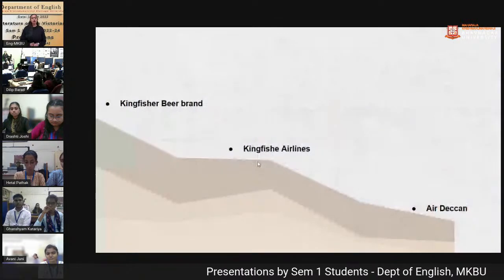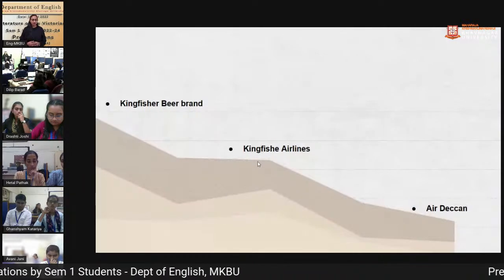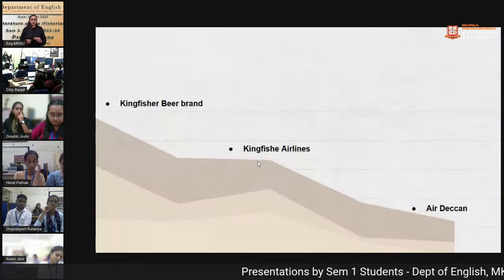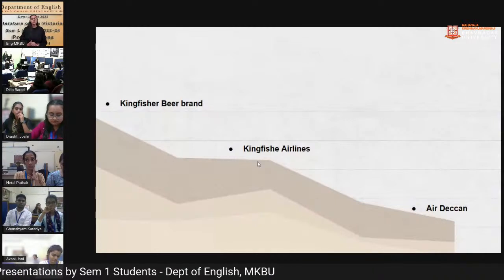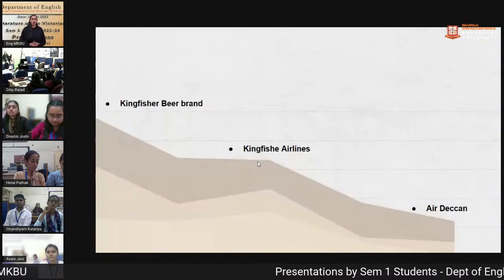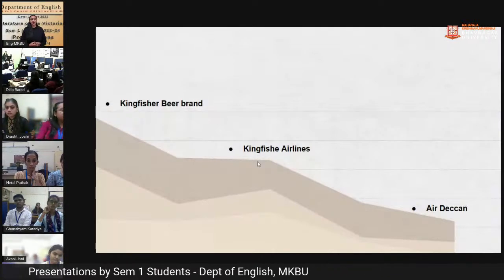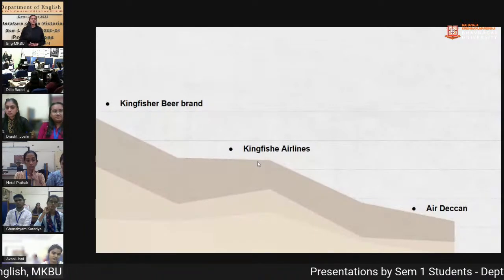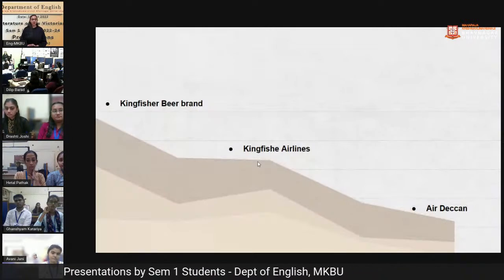Here is the chart of Kingfisher Airlines and his works. He is a businessman, and first he started selling beer. He was the owner of the Kingfisher beer brand, which was very popular among the people of India during that time. And no sooner had the government banned the Kingfisher beer brand, that it was having alcohol, and alcohol was not allowed in India at that time. So they banned the Kingfisher beer brand.